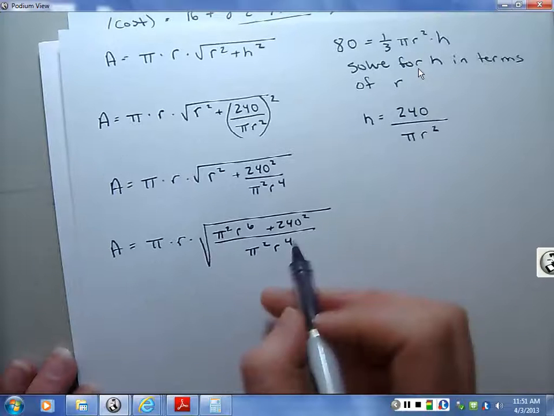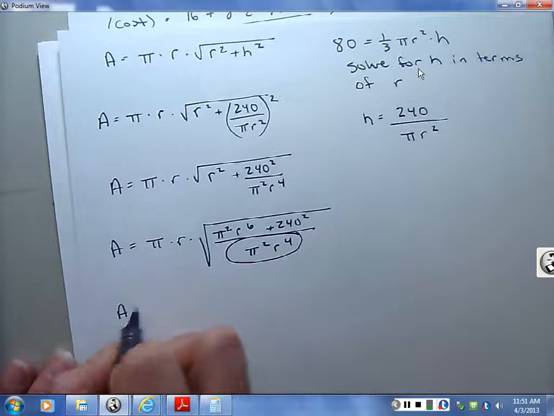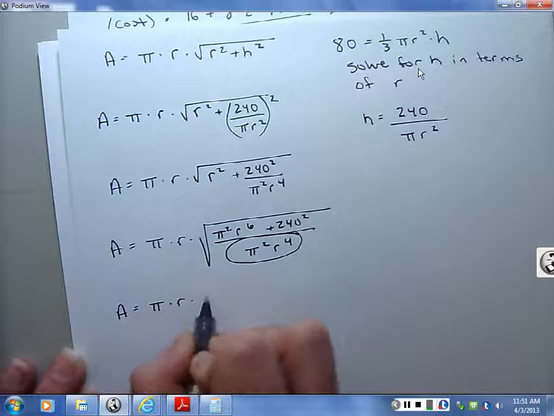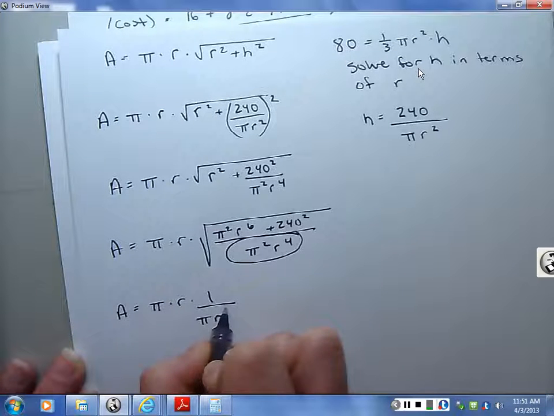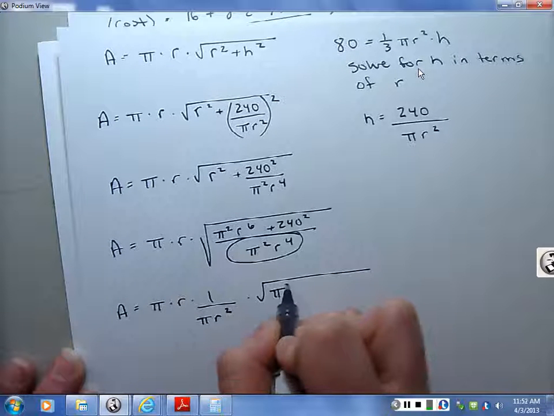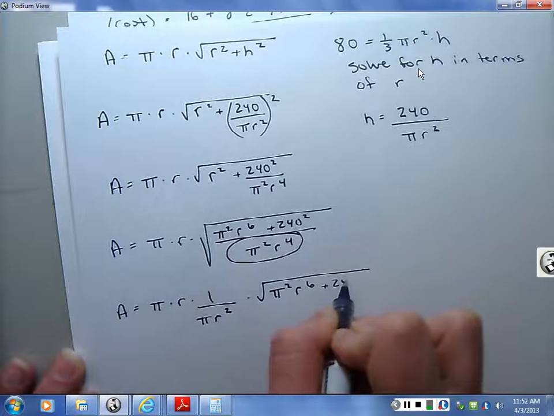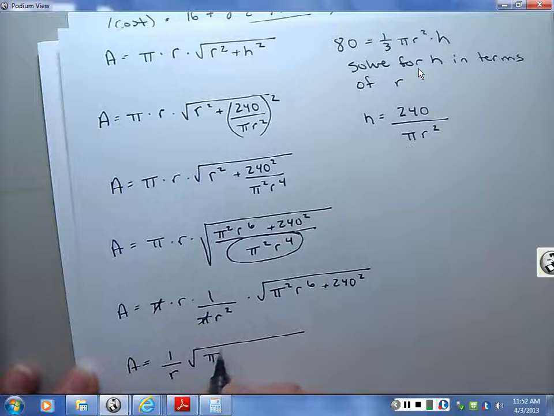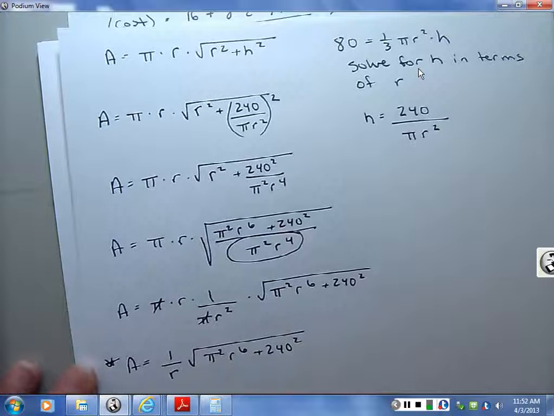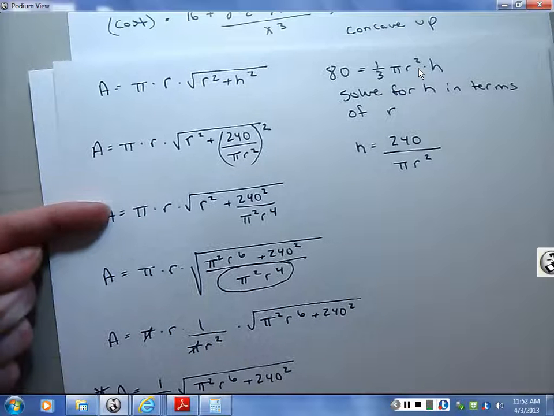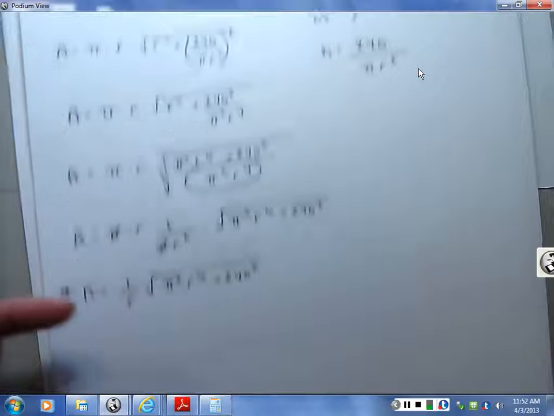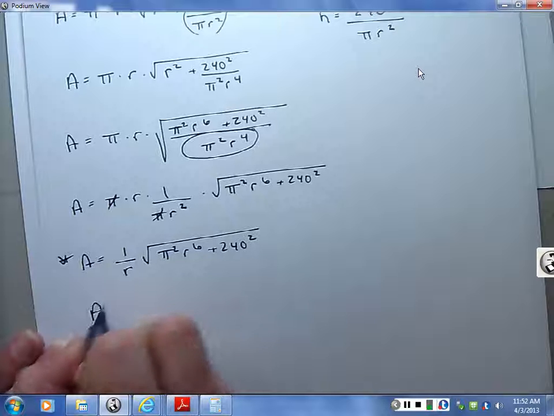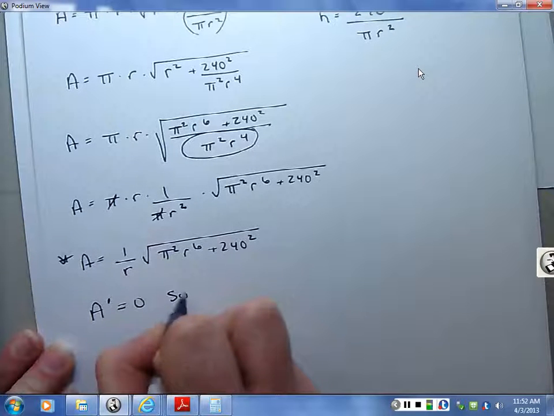So it turns out I can pull this out, and I have pi times R times 1 over pi times R squared times the square root of pi squared R to the 6th plus 240 squared. So the pi's cancel, and I have 1 over R times the square root of pi squared R to the 6th plus 240 squared. This is a lot easier to differentiate than this, right? So now that you have this, you differentiate this, set that equal to 0, solve for R.